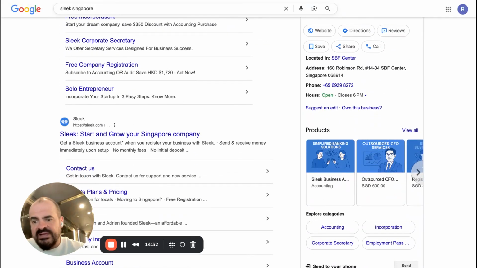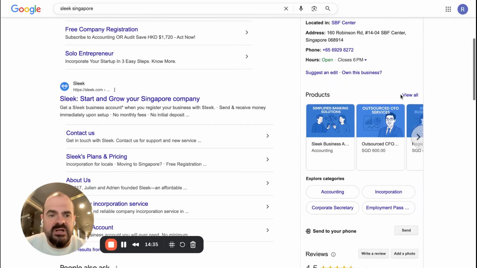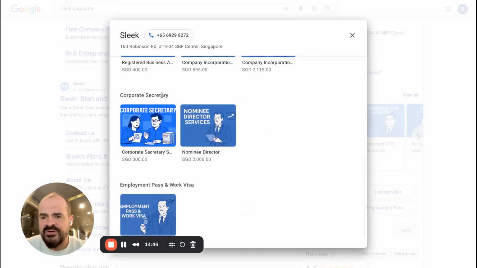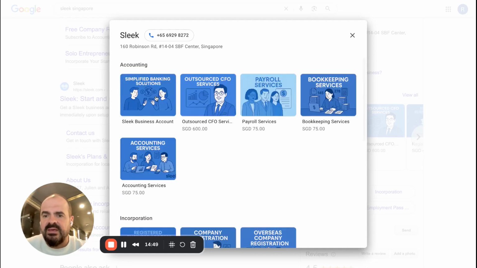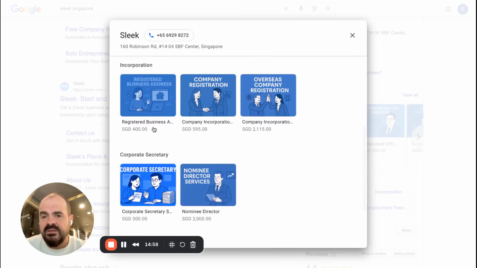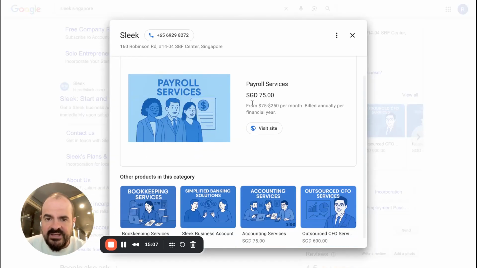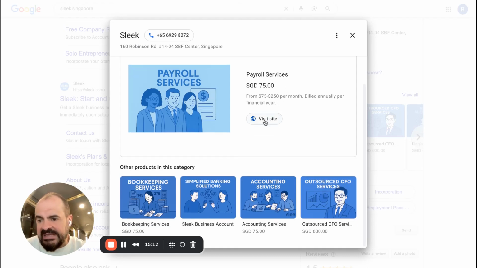Before jumping to the Q&A tips, with a visual example, here they did a great job as well, and that's why I've selected this company, about their services. So they're really separated by accounting, incorporation, corporate secretary, employment pass, and work visa. And they add from their website, of course, a very specific picture, which is very good. The name of the service, the price, very important information. That's once again gold for bots. For example, if we click on this one, payroll services, you're going to have the name, the price, the conditions, and a direct link to your website.